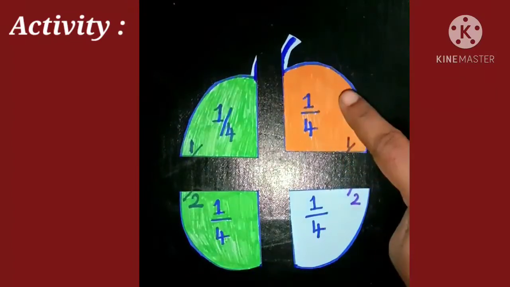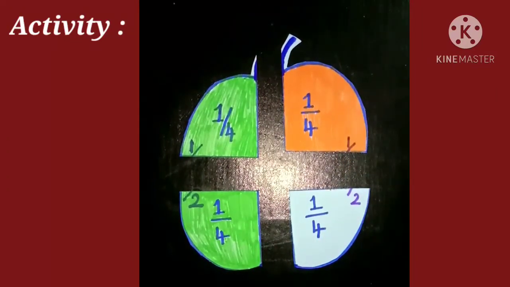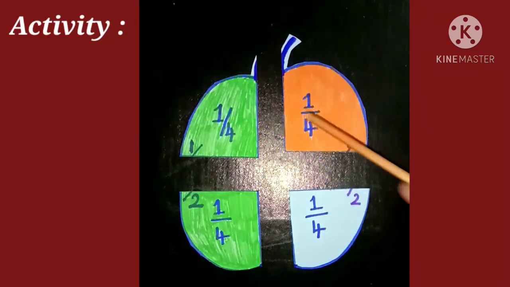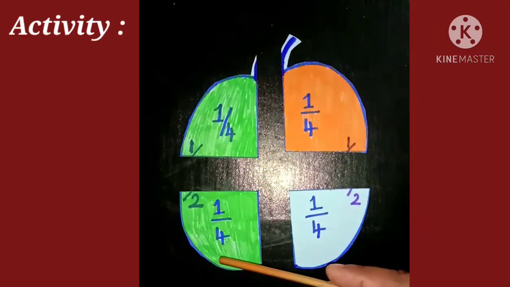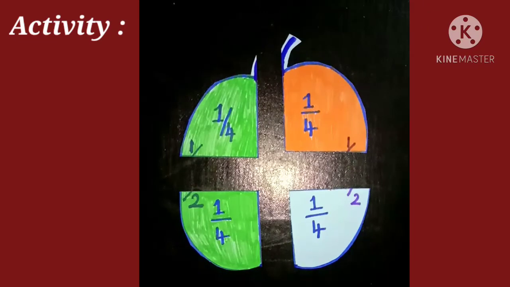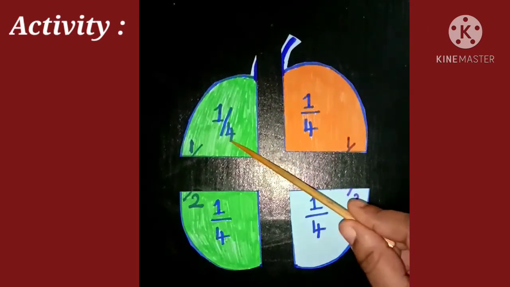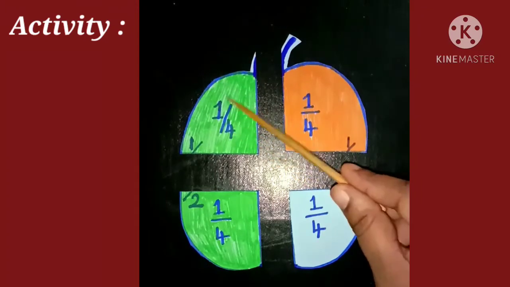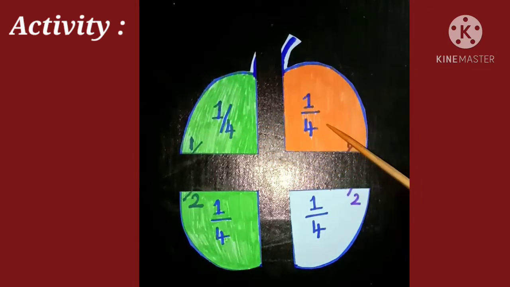Okay? So, totally we can get 4 parts. 1, 2, 3, 4. We can call each part as 1/4 of the whole apple.